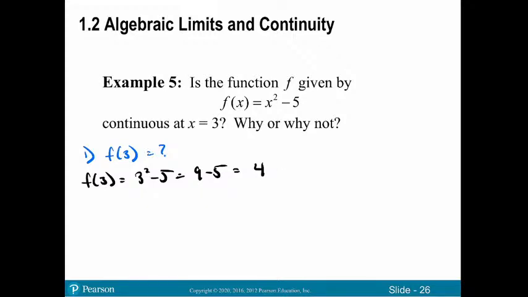Okay. Then the second condition is that the limit has to exist. The limit as x approaches 3 of f of x, does it exist?